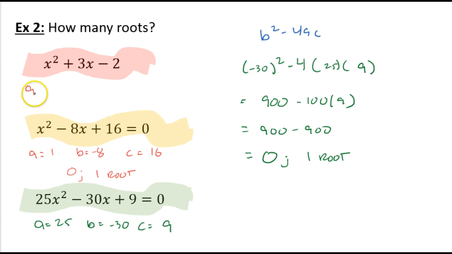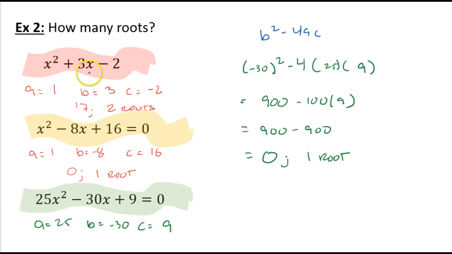And the last one is A, B, and C. My A value is 1, my B value is 3, my C value is -2. If I were to plug this into my discriminant, I end up getting B squared, which is 3 squared, minus 4 times 1 times -2. And we end up getting 17. My discriminant is 17, which tells me that I get 2 roots.